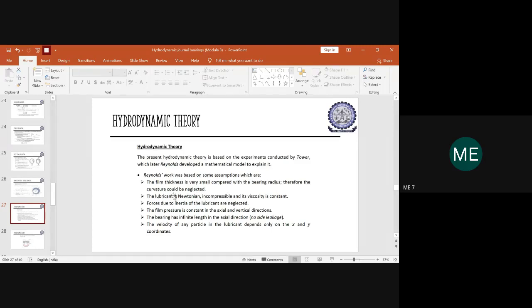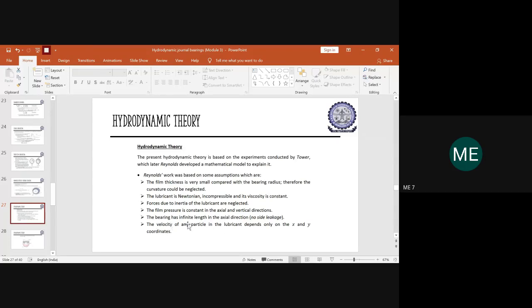And secondly, the lubricant he used was a Newtonian lubricant. So that is the assumption, where the viscosity remains constant. When you have a constant viscosity, it cannot be compressed. So it was incompressible, with constant viscosity. And one more assumption he took is that the forces due to inertia in the lubricant were neglected, and the film pressure in the axial and the vertical directions was assumed to be constant, and the leakages associated with the lubricant were assumed to be negligible. So no side leakages related to the lubricant were considered, and hence it was unidirectional.